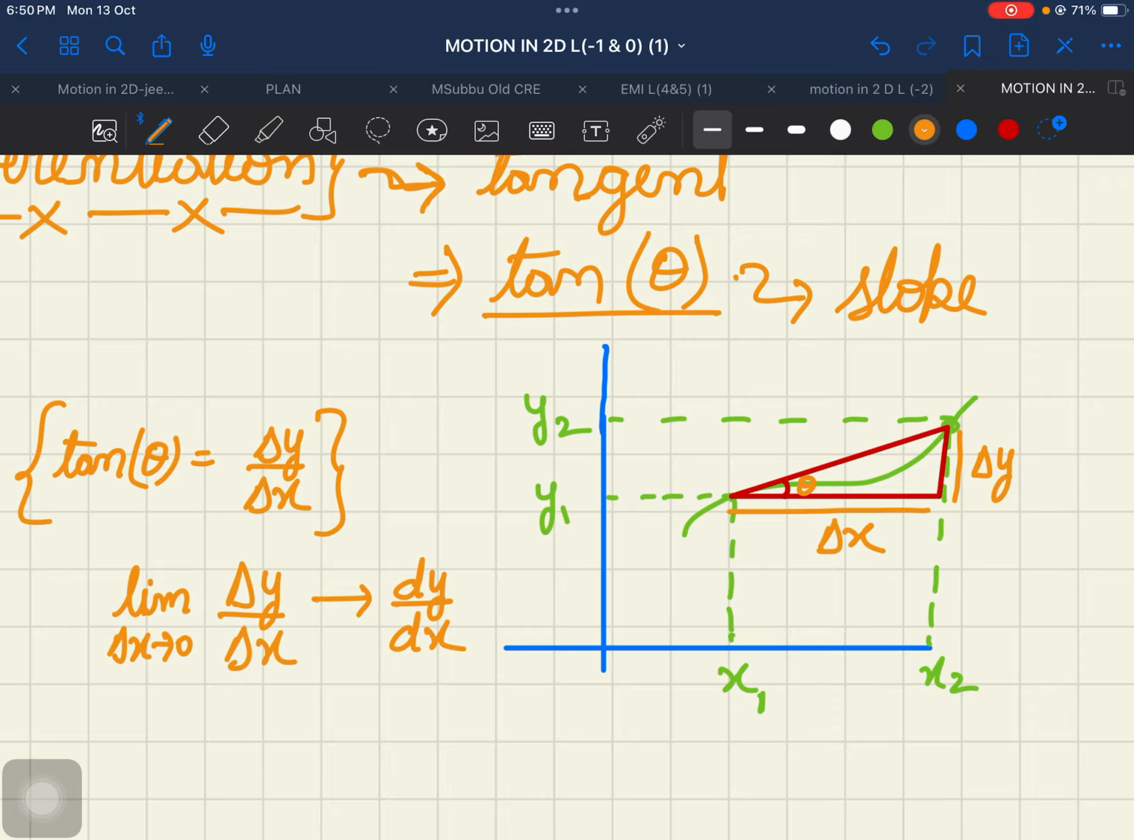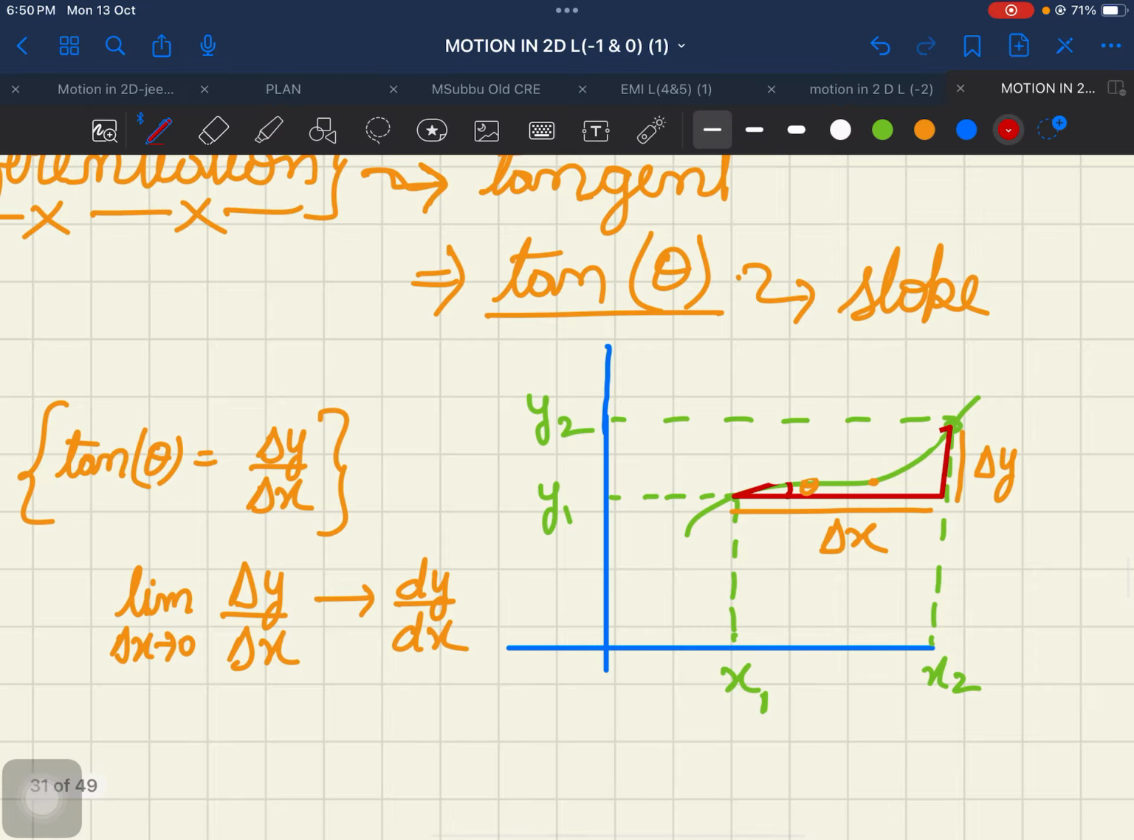Means if in the figure I show this, then these 2 points will coincide. Let me erase this line. So delta x is very small, so these 2 points will come closer and closer and meet, right? Now the line becomes this. Clear? So that's it. This is the line which is tangent to the curve, right?